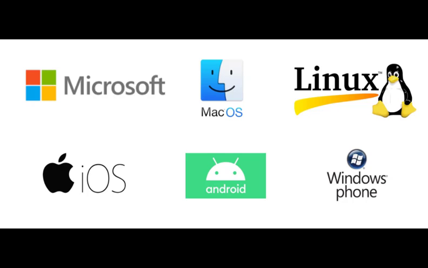The operating system is the software that communicates with the hardware of the computer and allows all the programs to work. The most common operating systems are Windows, Mac OS, and Linux. Your phone also has an operating system, like Android, iOS, or Windows Phone.